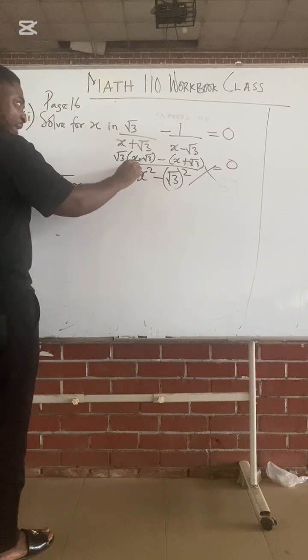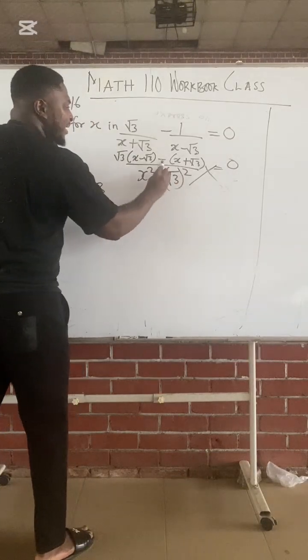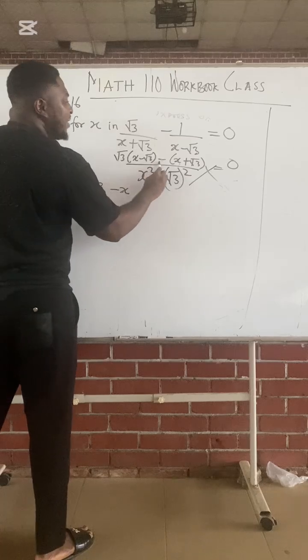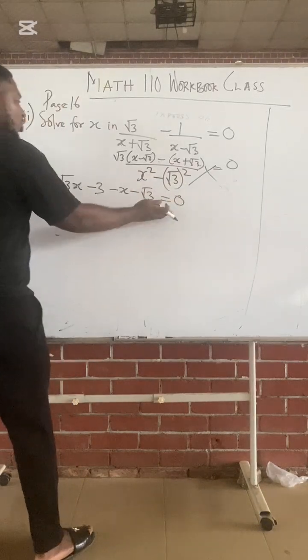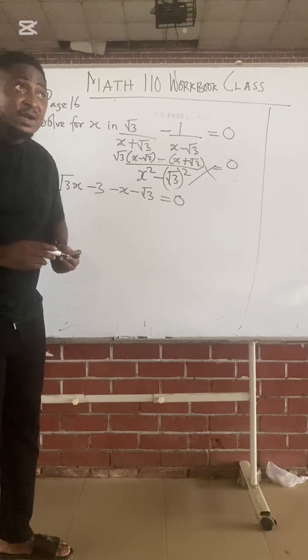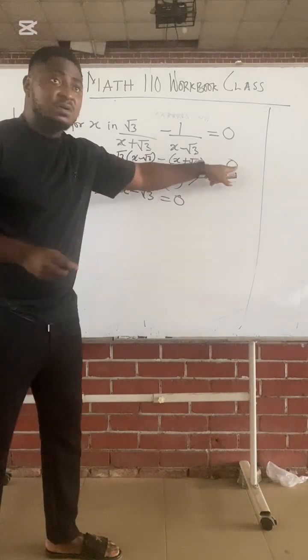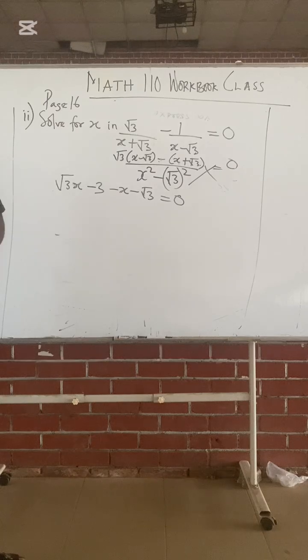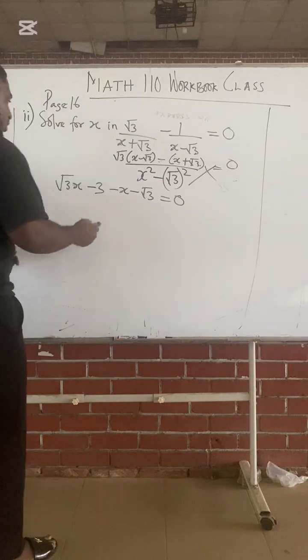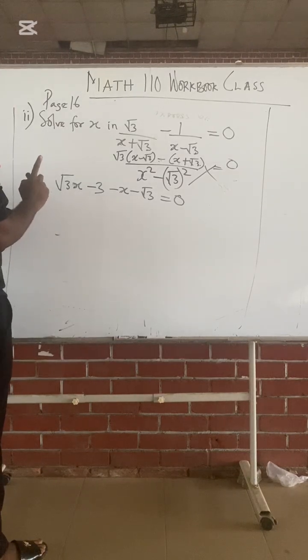Please follow, don't just be copying. Use minus to open this bracket. Minus times x, minus. Minus times plus root 3. It equals, no more denominator, right? What happens to the denominator? 0 will kill everybody under when you cross. We're looking for x, don't forget.